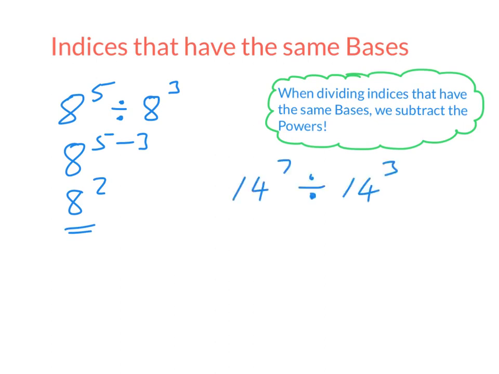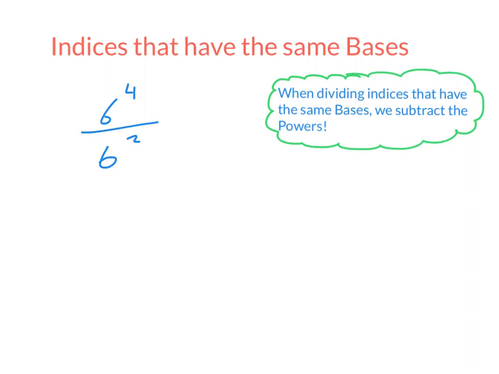Here we have 14 raised to the 7th power divided by 14 raised to the 3rd power, and that becomes 14 raised to 7 minus 3, which is 14 raised to the 4th power. And again, we tend to leave our answer in index notation.